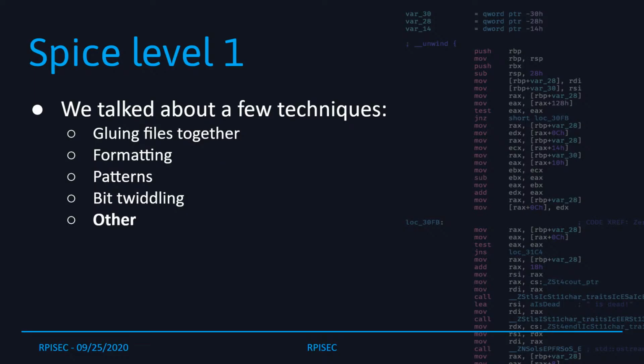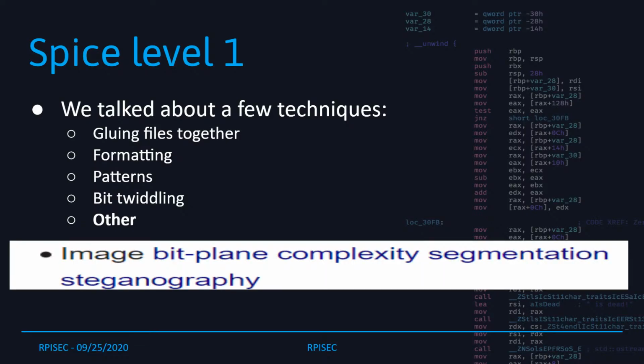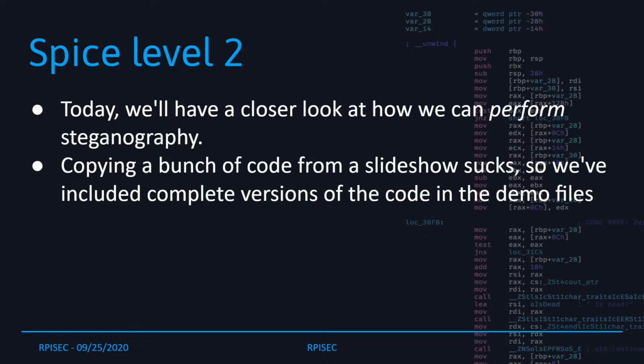And last Monday we talked about some different flavors of this: concatenating files, using weird text formatting to hide things, using weird text patterns like those cryptic comments, and then a lot of bit manipulation, which we'll be delving into a lot more today, as well as others, such as bit-plane complexity segmentation steganography. I didn't understand it, and we're not going to deal with it.